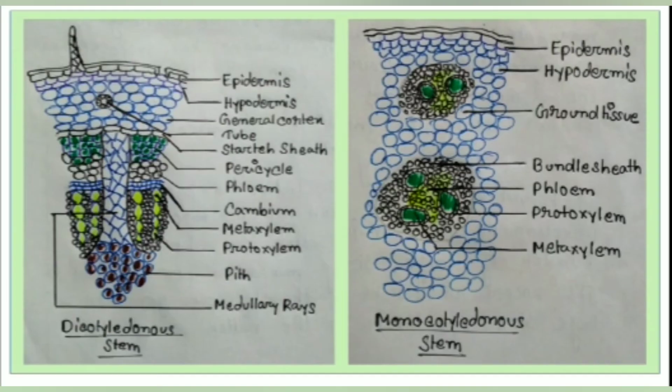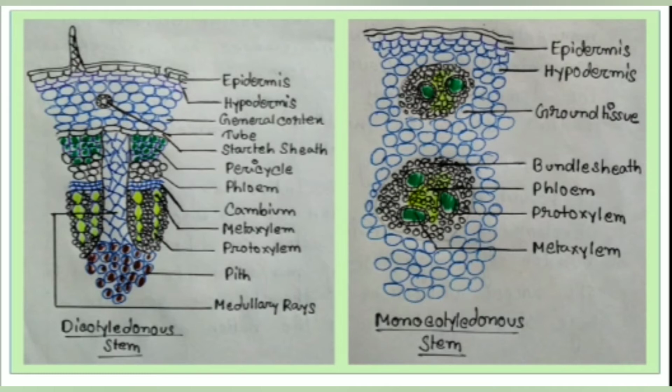This is the structure of the stem. The dicotyledons have many layers. Those are the epidermis, the hypodermis, then the general cortex. After that the starch sheath is present, then the pericycle, the phloem, the cambium, and then the metaxylem and protoxylem. Next are the pith and the medullary rays.